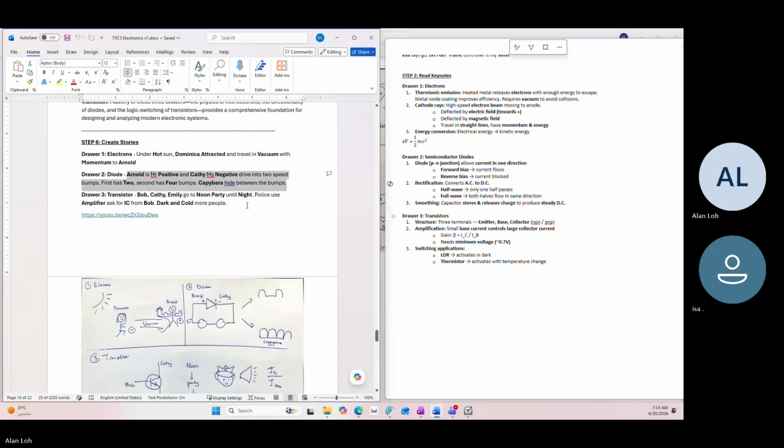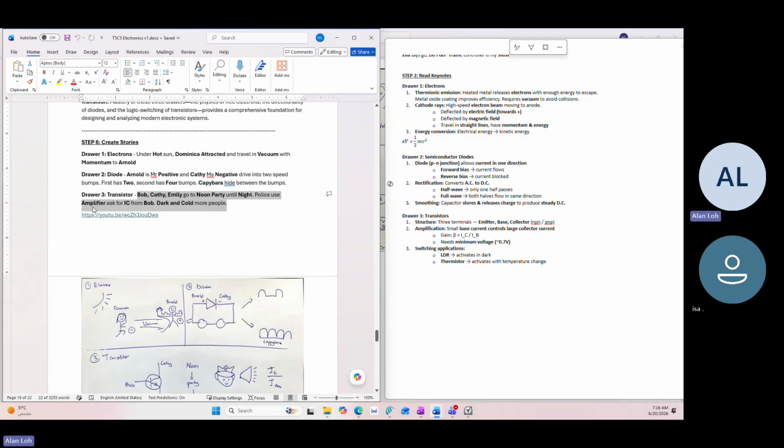Story number three, transistor. How do you remember this? Bob, Kathy, and Emily, so these are the three terminals, base, collector, and emitter, go to a noon party. Why noon party? Because NP. Remember I told you we always use NPN: noon party until night. So these three friends went to a party from noon until night, so noon party until night, NPN, right?